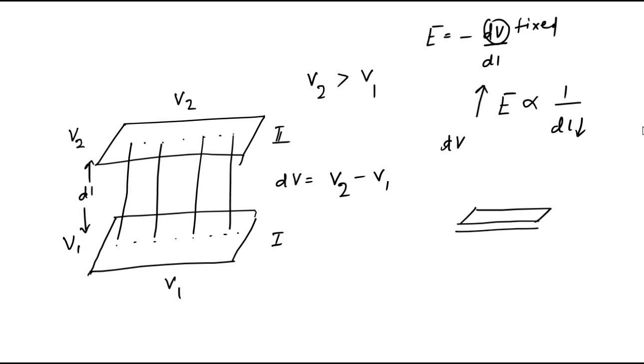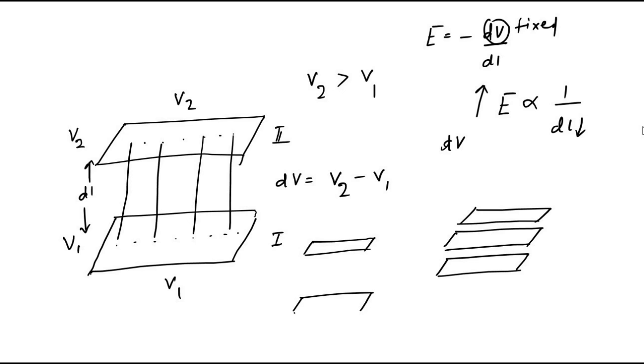then immediately below that we have another surface, then immediately below that we have another surface like this. This is one situation, and in another situation we have it like this. So here the gap is more, which means dl is more. Here the gap is less, the gap between equipotential surfaces is less.